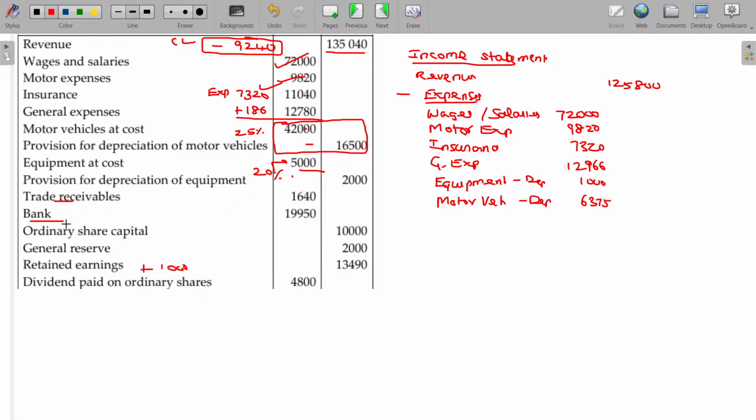And trade receivables, bank, and these are for the equity statement, the statement of changes in equity. So we'll finish up this one first of all. 1,09,481. 16,319 will be the profit for the year.